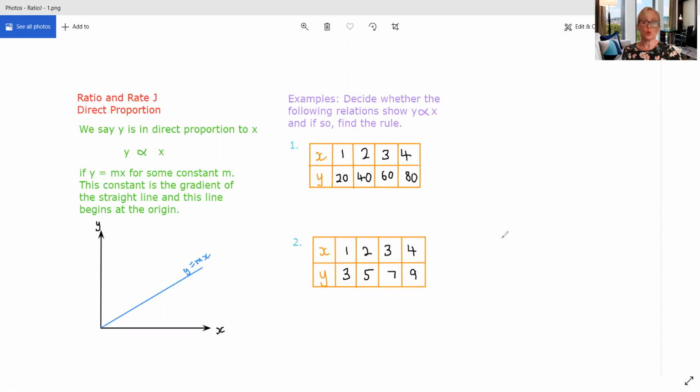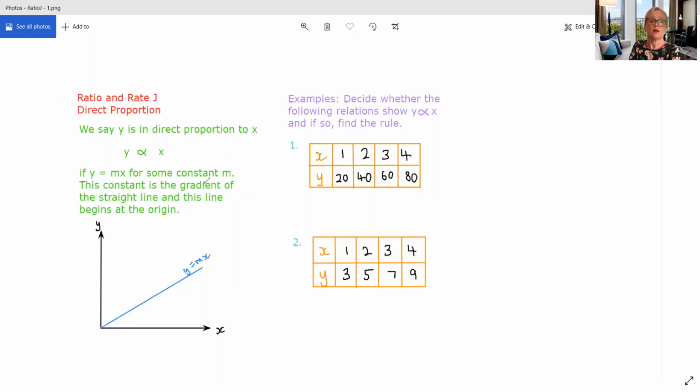We say that y is in direct proportion to x if we can write y equals some constant times x. This here, we say y is in direct proportion to x. That's a Greek letter called alpha. If y equals some constant times x for some positive constant m, then we say that they are in direct proportion.